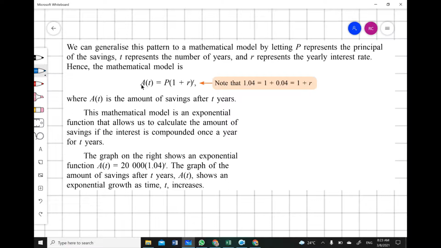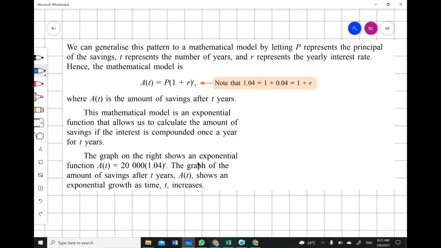This is the amount of savings after T years, equal to P in bracket 1 plus R to the power of T. So they ask you to note that over here, 1.04 is 1 plus 0.04. This is the one that we have just now, the rate with the original amount, the principal, 1 plus the rate. Okay, so this mathematical model is an exponential function that allows us to calculate the amount of savings if the interest is compounded once a year for T years.